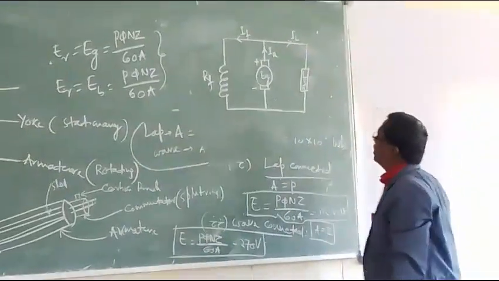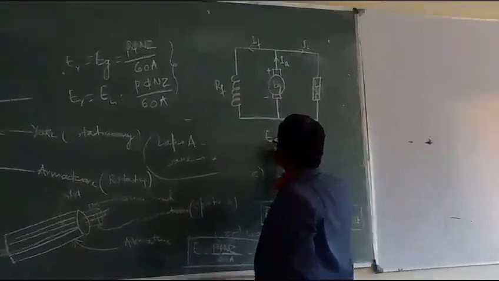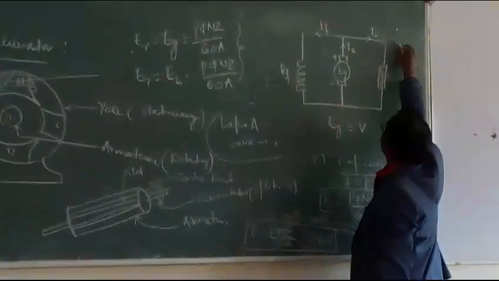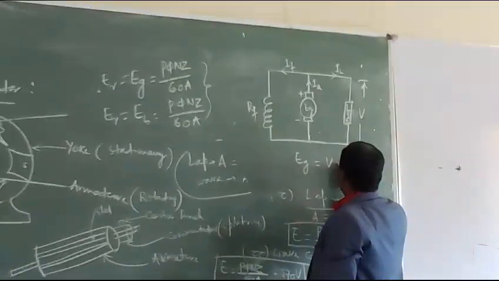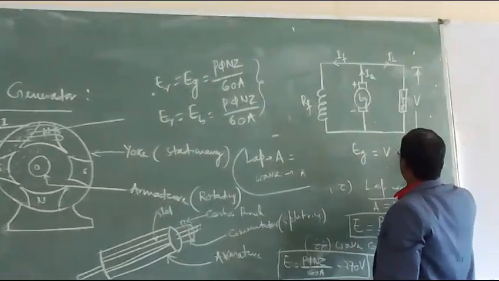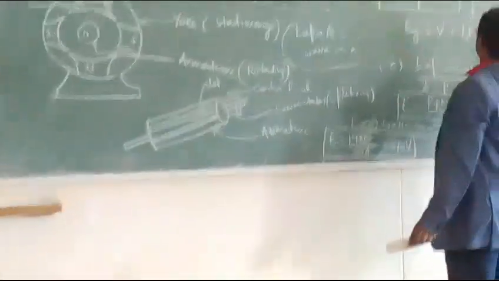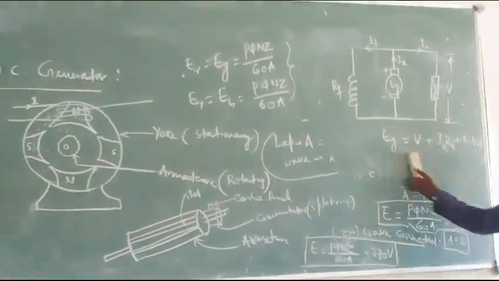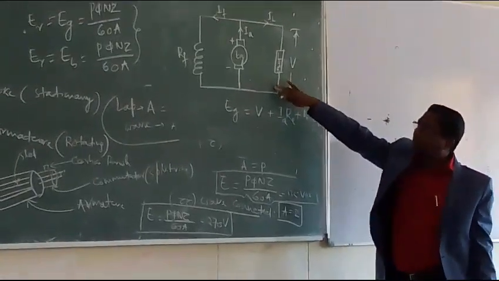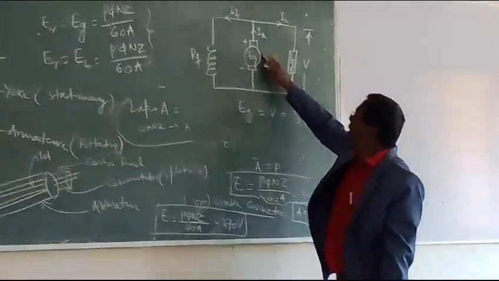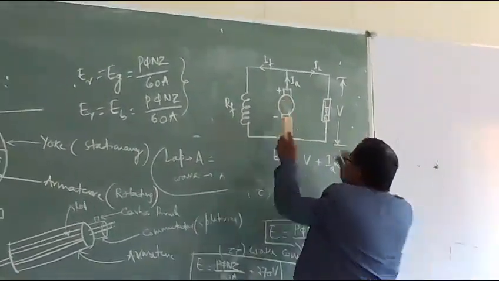Once armature current flows, we can write the EMF equation, that is Eg equals terminal voltage. What is terminal voltage? Terminal voltage is equal to the load voltage. So Eg equals terminal voltage plus armature drop. For a generator, we represent the equivalent circuit like this, and the EMF generated is given by terminal voltage plus armature drop. What is armature drop?